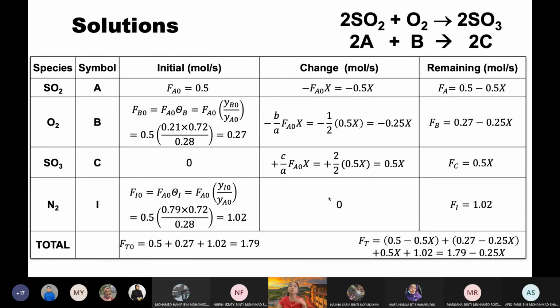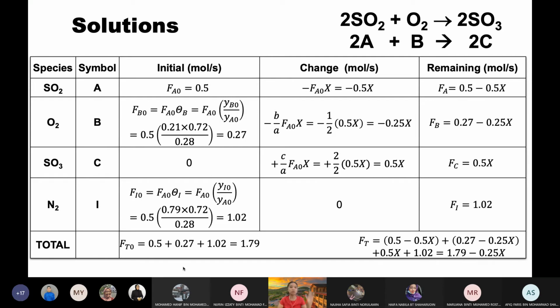Then next, change. So you know naturally kan, takkan ada perubahan untuk inert sebab inert tak terlibat dalam tindak balas. But let's say kamu confused, kamu nak kira juga. Kamu akan letak formula dia, kamu tahu formula dia akan ada stoichiometric coefficient. You know it's impossible to find the stoichiometric coefficient for nitrogen gas. Kamu tengok persamaan N2 tak ada. So definitely there's no stoichiometric coefficient. Definitely there's no change for nitrogen. So that's why the change is 0. The remaining of your inert Fi will equal to Fi naught sebab there's no change, right? So equals to 1.02.